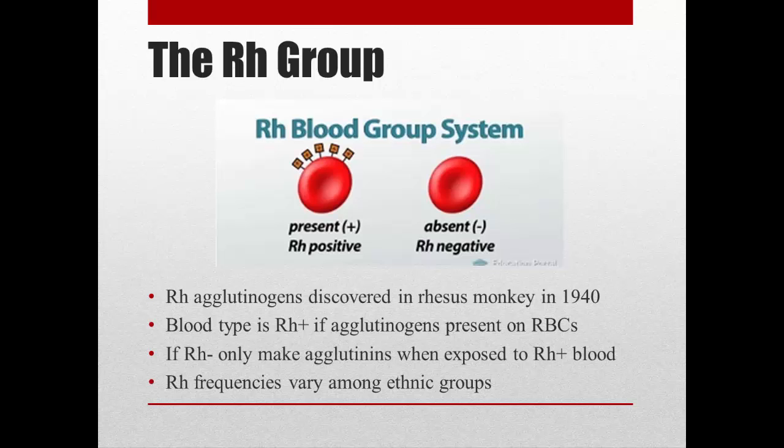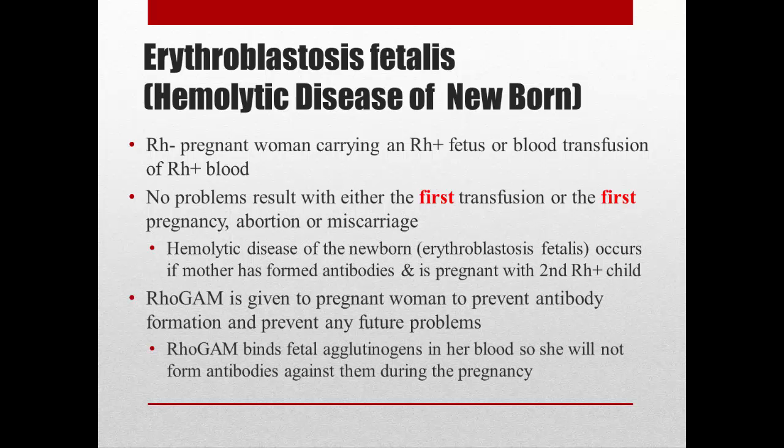And that's different than the ABO group. Remember, in the ABO group, you're pretty much born with the antibodies in place. This one, you could go your entire life if you're negative, and if you never get exposed to Rh positive blood, you'll never have the Rh antibodies in your blood. Now, the frequency of the Rh antigens varies with ethnic groups, but in the United States, on average, about 85% of Americans are Rh positive, so being Rh negative is rather rare.